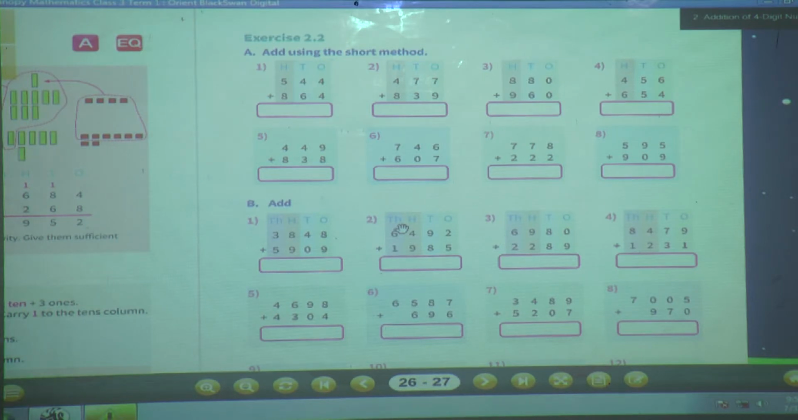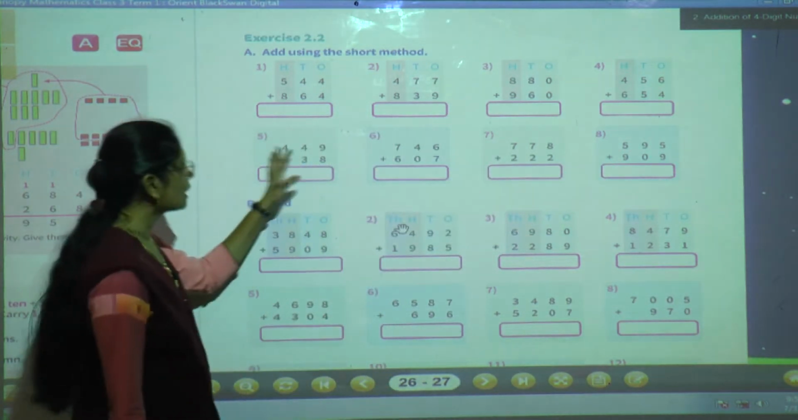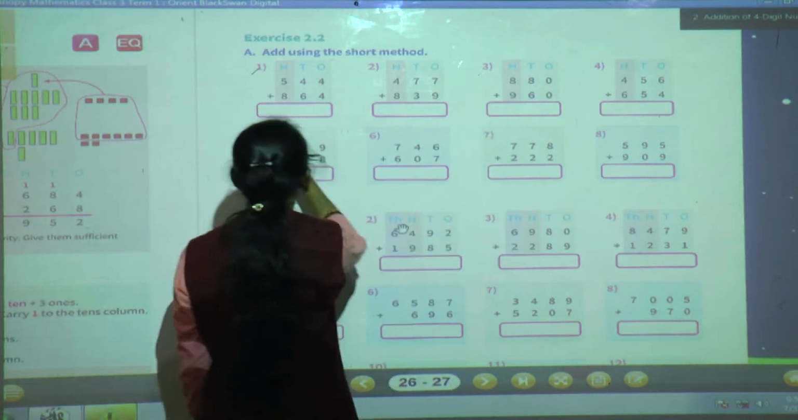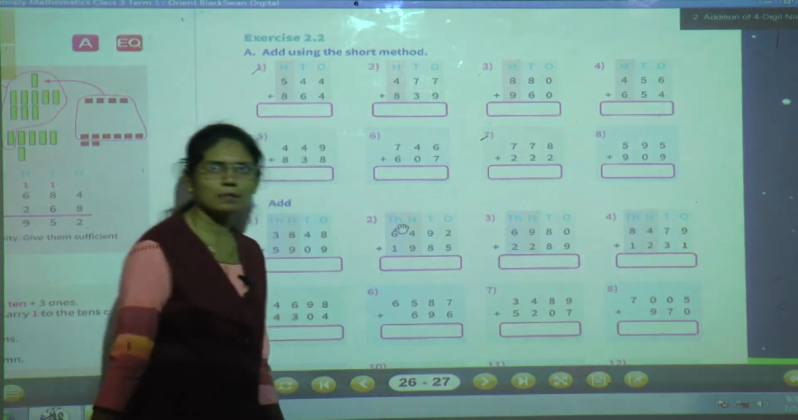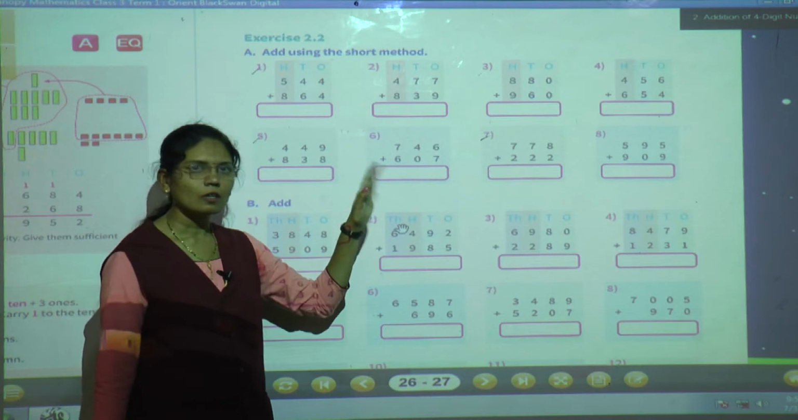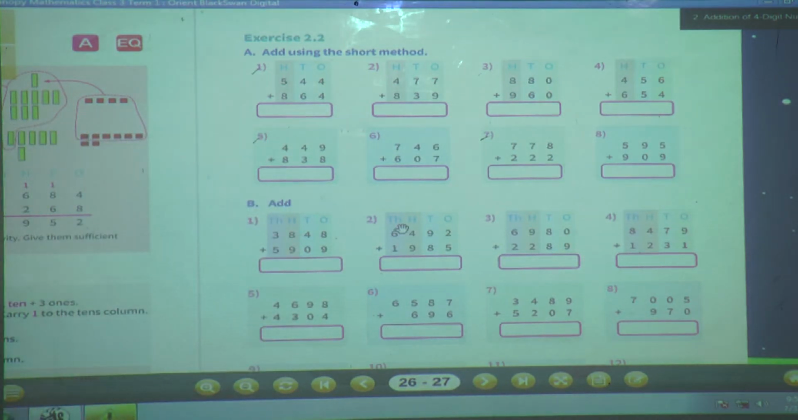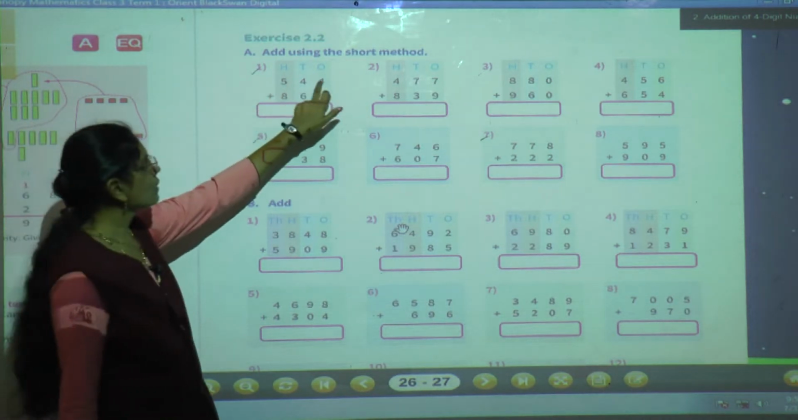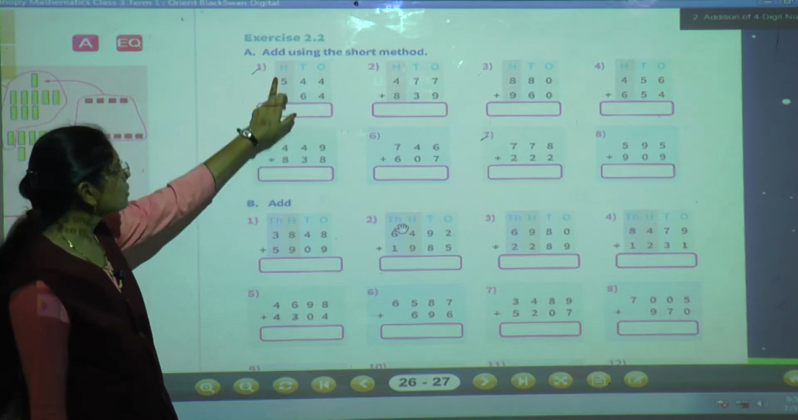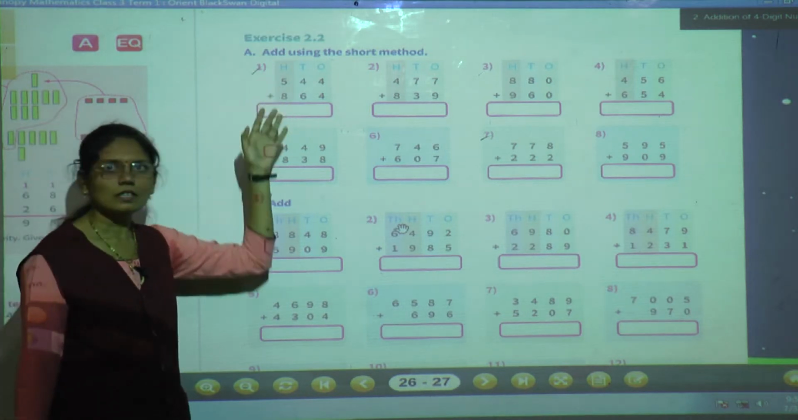Now see here, students, in question number A, there are 8 sums in total. From those 8 sums, we will take the first, third, fifth and seventh. These odd number sums we will take, and the remaining even number sums you have to solve on your own. Now see the first example. The first example is 544 and 864 is the other number. Now these two numbers are 3-digit numbers. Now we will add these two 3-digit numbers.